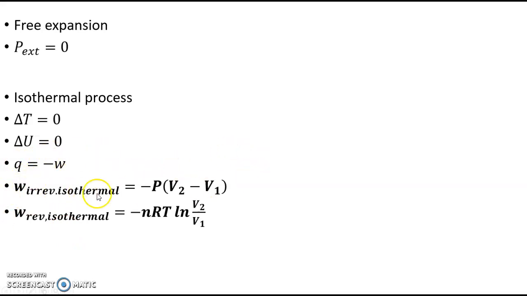The work done in an irreversible isothermal process is minus P times bracket V2 minus V1 close bracket. And for a reversible isothermal process, the work done is minus nRT natural log of V2 over V1.